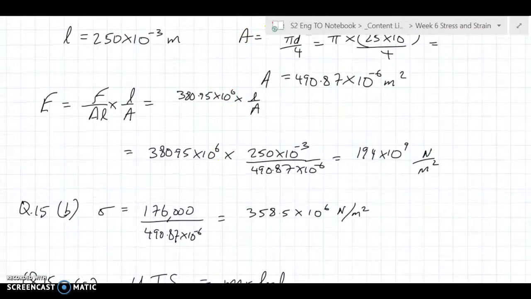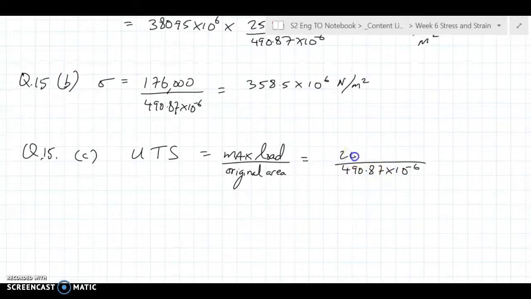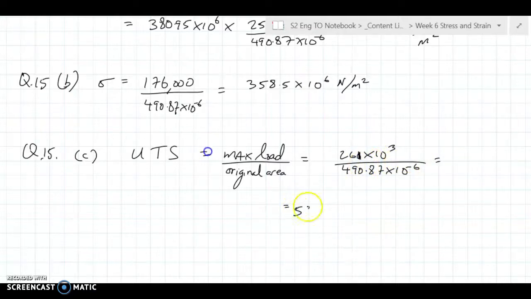So we go down to our formula here and put in 260 by 10 to the 3 newtons in there and calculate that, and it comes out at, well, I put in 261 actually, 261 by 10 to the 3 newtons in there, and that comes out to be 531.7 by 10 to the 6, and we have newtons per meter squared, and that's our ultimate tensile stress or ultimate tensile strength, same thing.